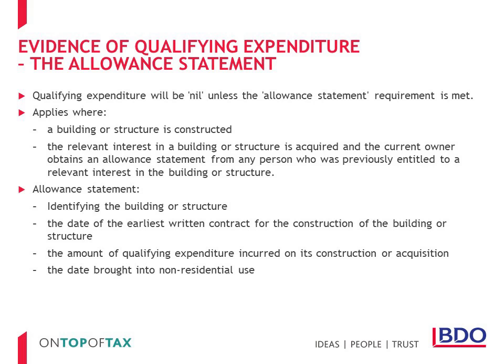The allowance statement needs to detail certain information, including identification of the building or structure, the date of the earliest written contract for the construction of that building or structure, and the amount of qualifying expenditure incurred on the construction or the acquisition of that building or structure. In addition, the date the building was first brought into non-residential use.